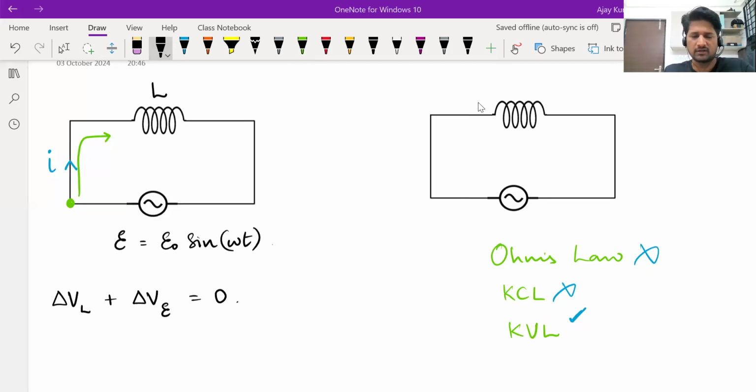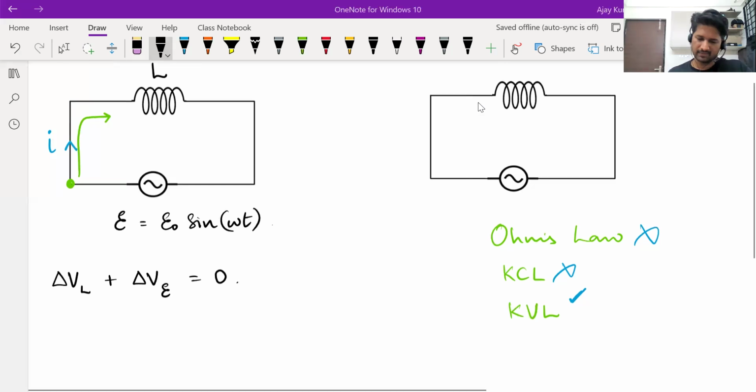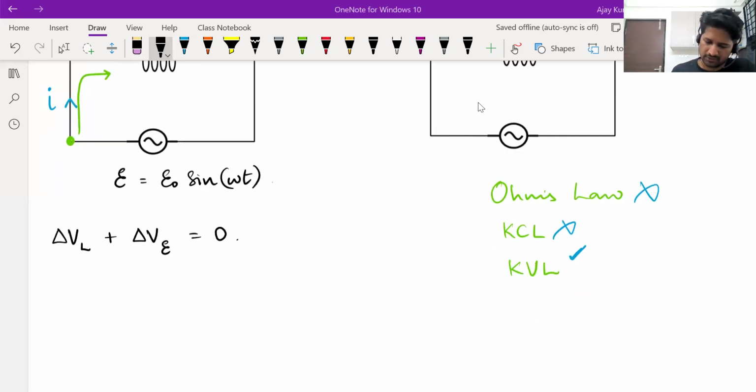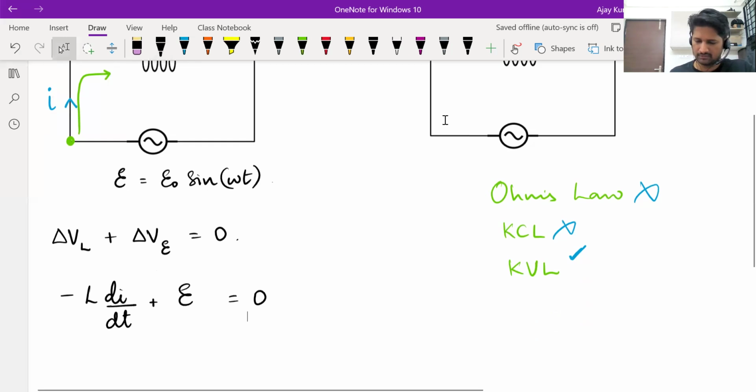Or Rishi, if you remember, you can tell. Potential change across an inductor when moving in the direction of current. Sir, minus L di by dt. Minus L di by dt, correct. Therefore, the KVL equation for this loop becomes minus L di by dt. That's the potential change across the inductor. And across the alternating EMF source, it will be E itself. And should be equal to 0. That's all.